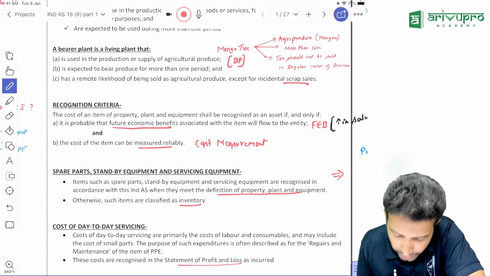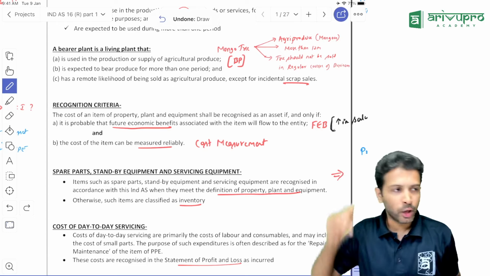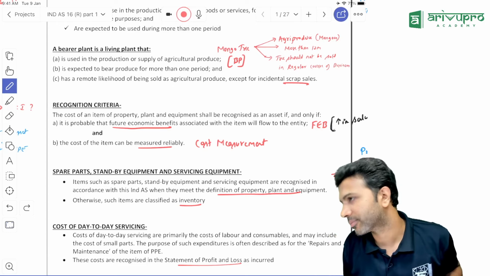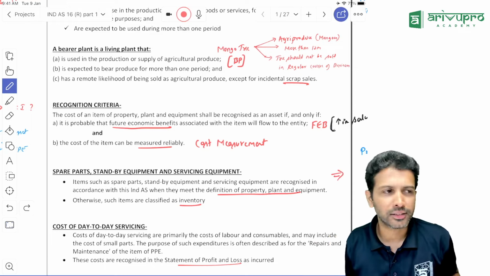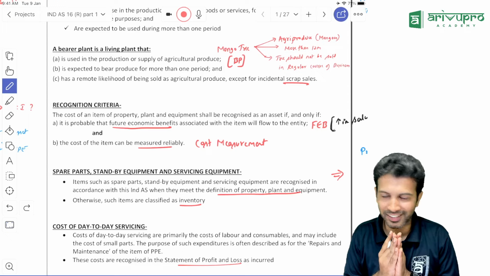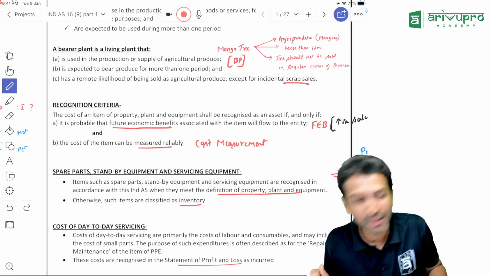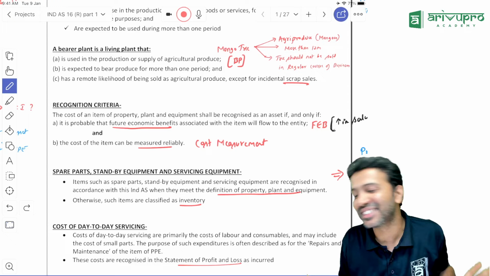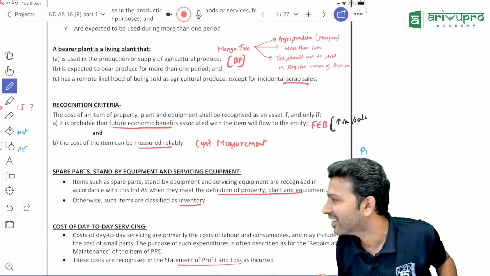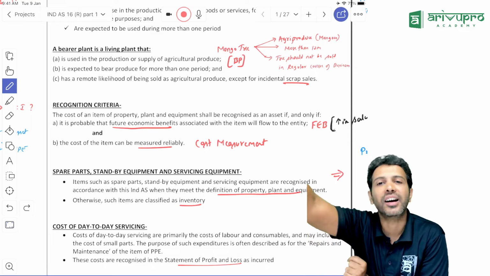Okay, next one is spare parts and standby equipment. Now, sir, we have an inverter. Now, inverter, will we use it daily? Thanks to our government, we are unfortunately or fortunately using it daily. But inverters and generators, we use them regularly, sir? No. Only if there is a power cut, we will use the inverters or generators.